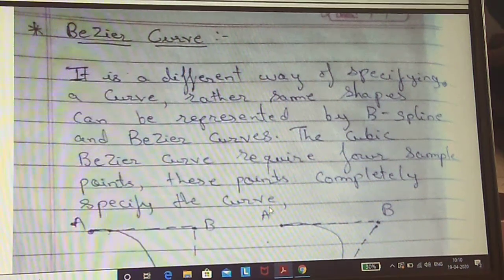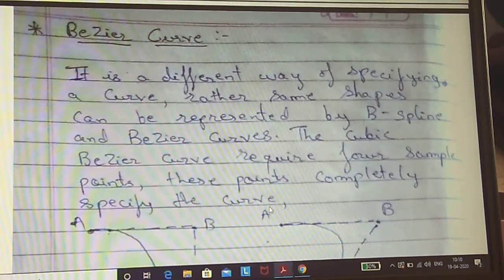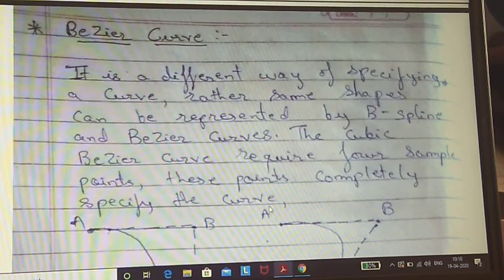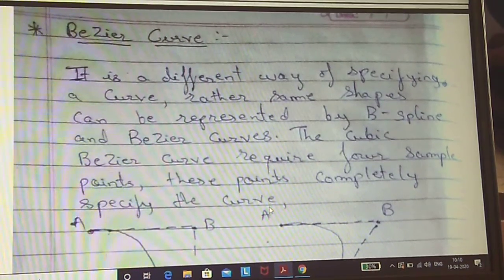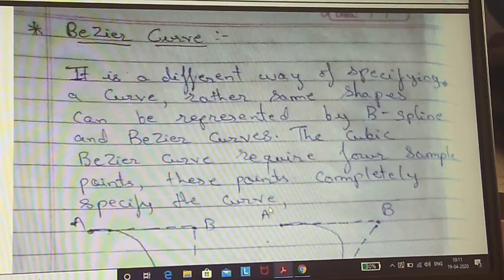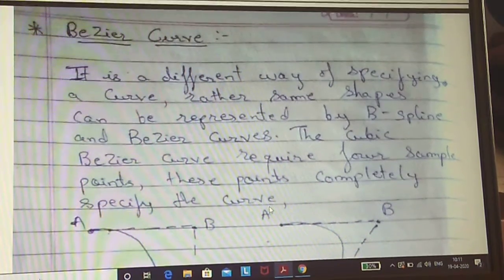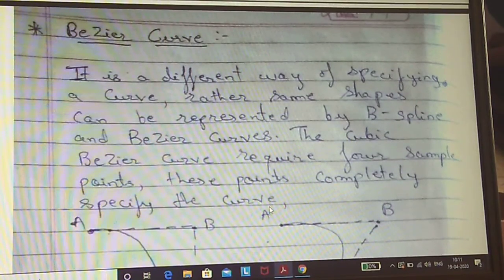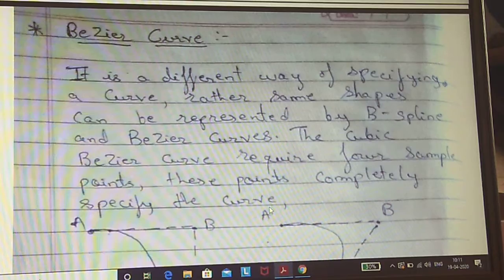So next topic is Bezier curve. We have seen interpolation, then B-spline curve, and now we'll go for Bezier curve. What is Bezier curve? Actually, it is a different way of specifying a curve. Now, rather same shape can be represented by B-spline and Bezier curve.